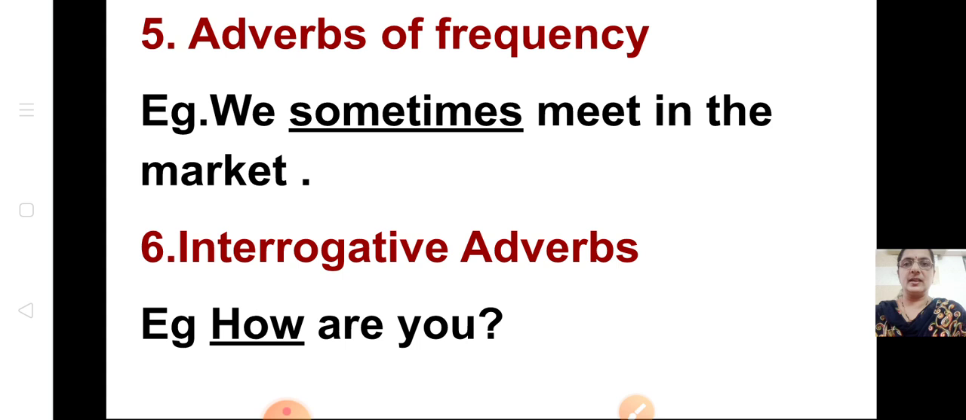Then frequency: how many times? Often, sometimes. We often meet in the market, or we sometimes go to school. We sometimes watch television. We often go. See this one, frequency. How often we are doing, that is called adverbs of frequency. Interrogative means it is in the form of a question. How are you? All these are interrogative adverbs.